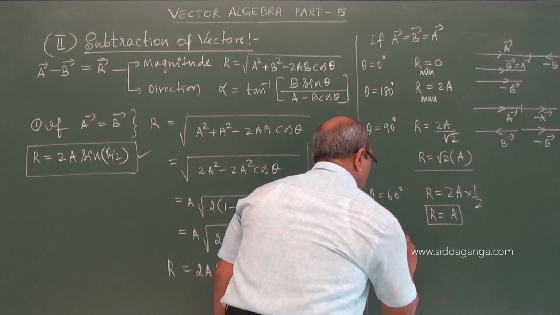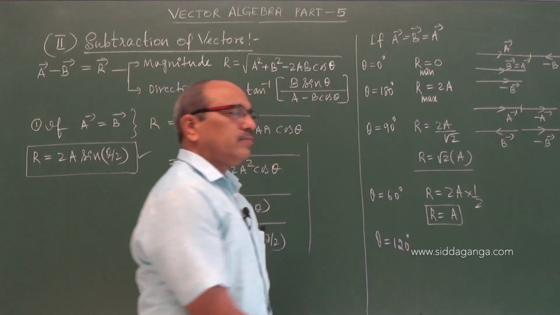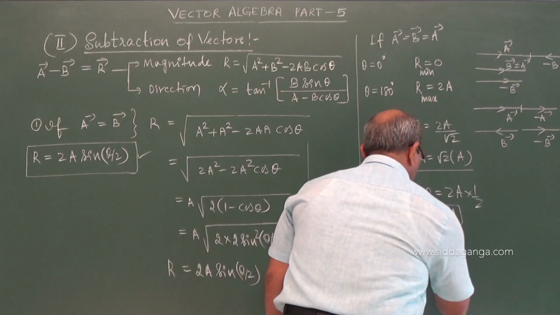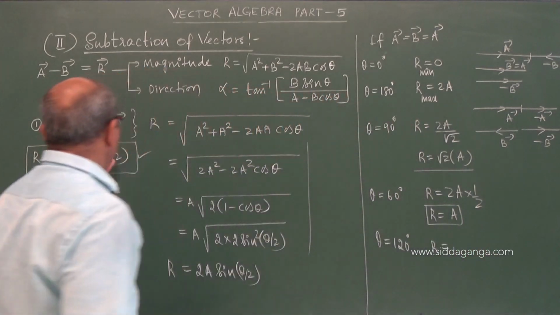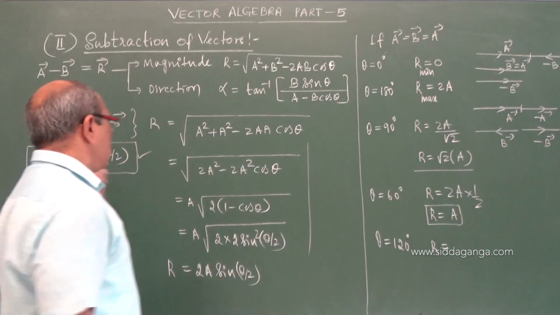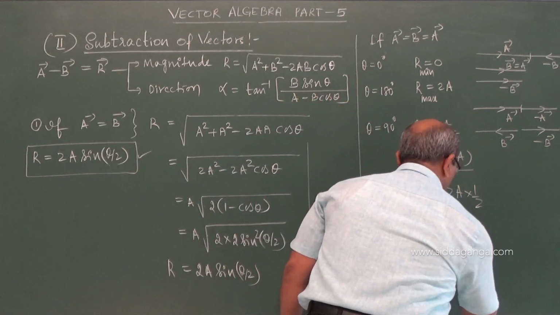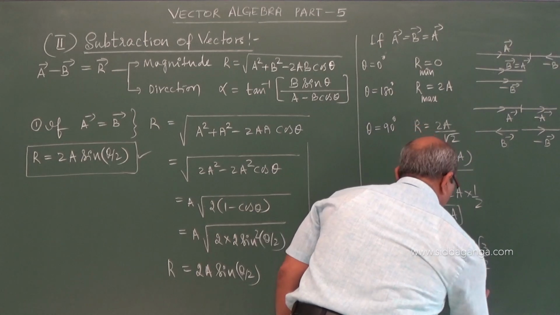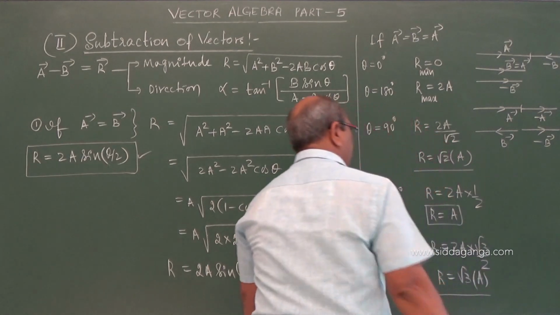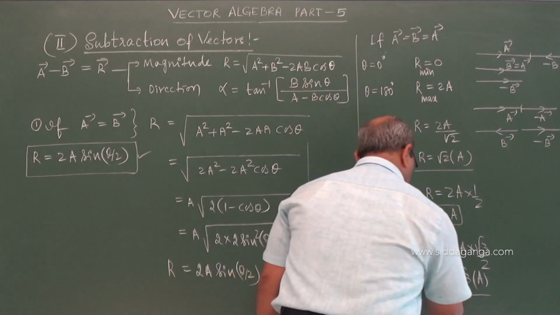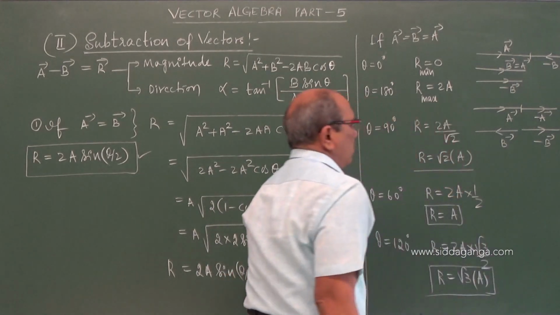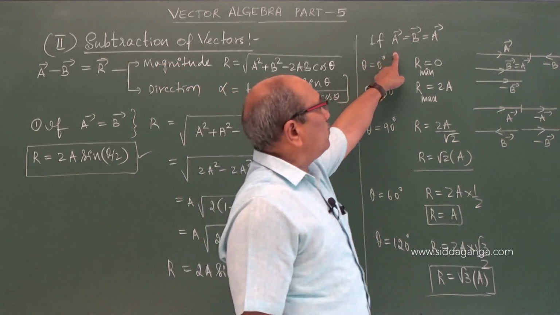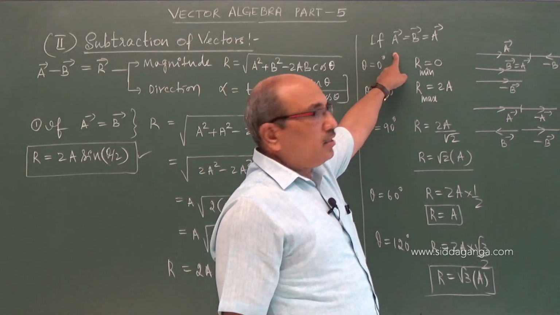If you take 120 degrees, then r is equal to 120 by 2, which is 60, so 2a into root 3 by 2 gives you r equal to root 3a. So these are the possible values we see when two vectors of the same magnitude are subtracted, one from another.